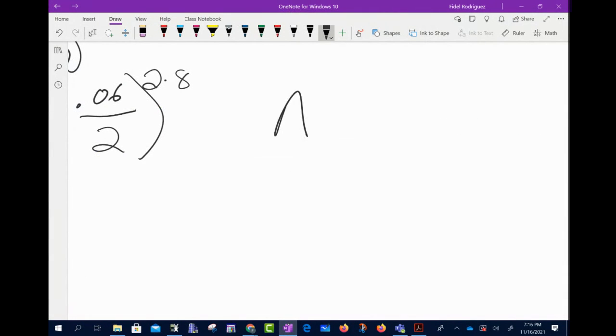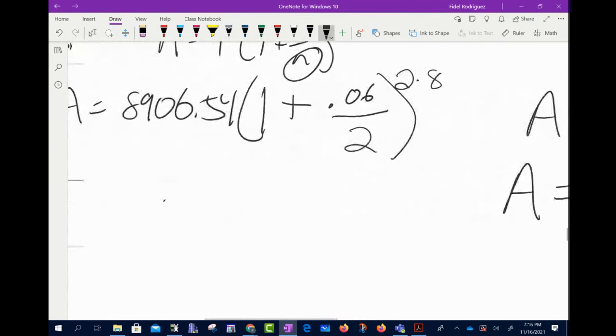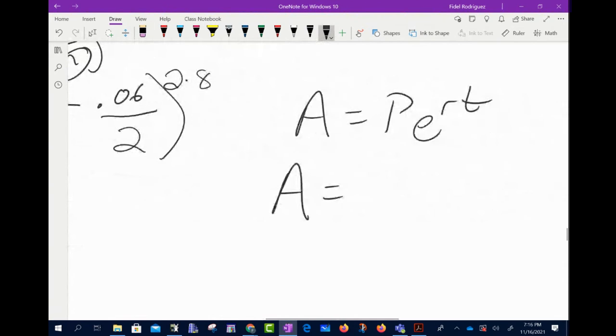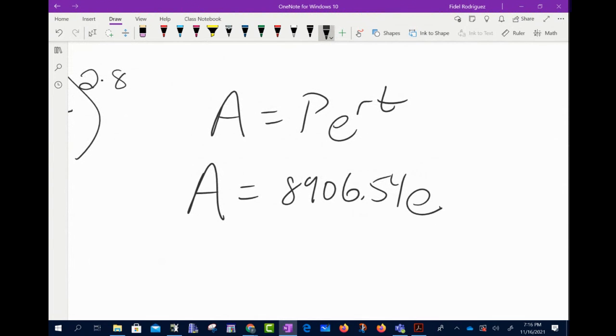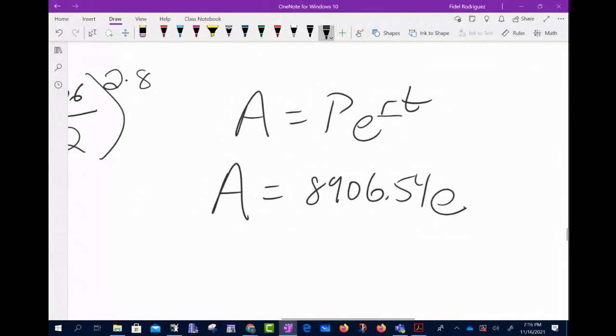So my formula here, y'all, is A equals P e to the rt. I'm still using the same numbers. What was my principal? 8906.54. Then I see this e. This is a function I'm going to use on my calculator. Remember, my interest rate was 6%, so as a decimal that was 0.06. And my time was 8 years.